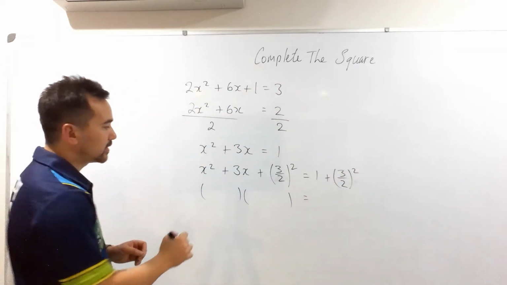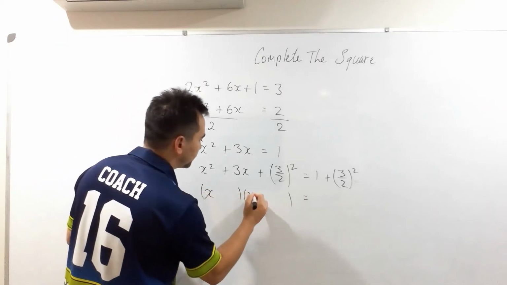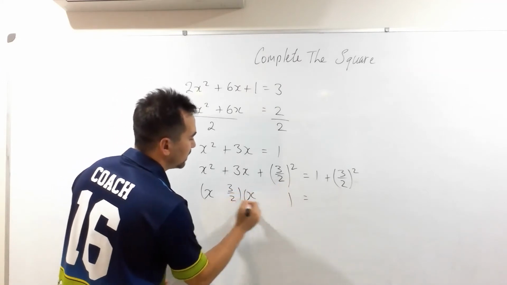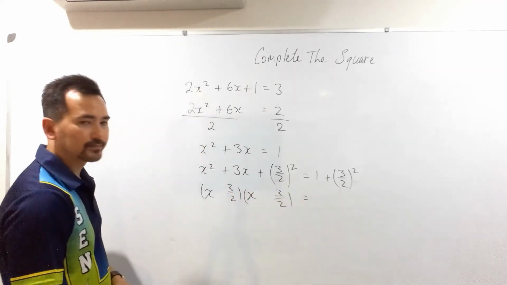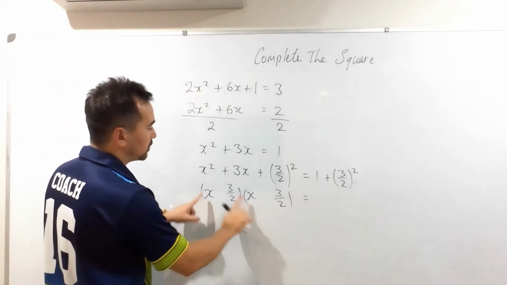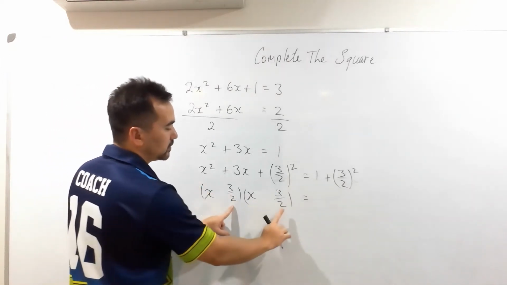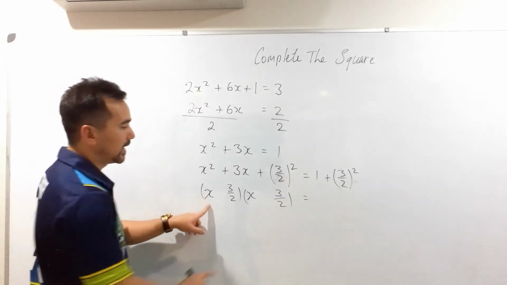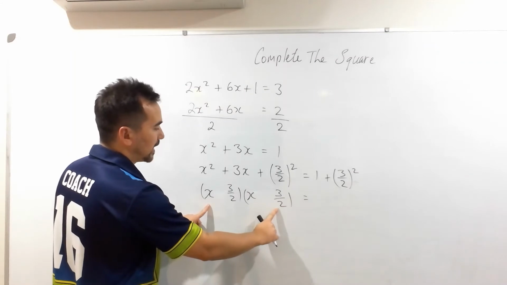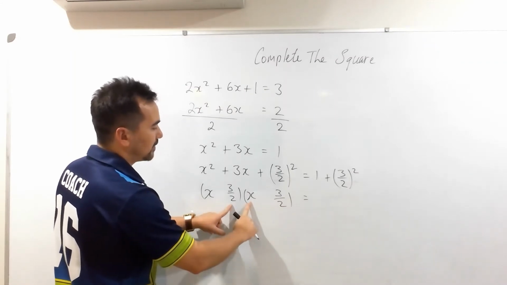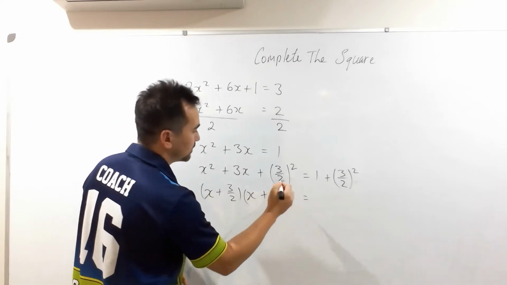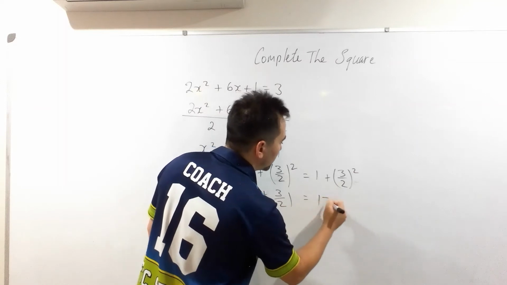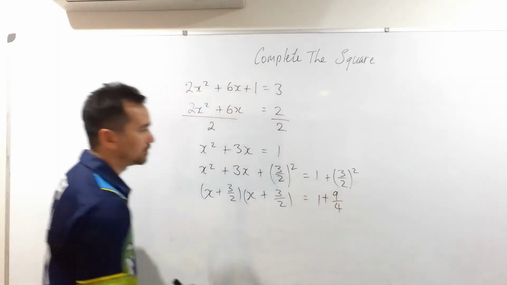When it comes to factorizing, the x's go in. And then 3 on 2 will go here and here. Okay, and this makes sense because x times x will make the x squared. The 3 on 2 times 3 on 2 will make 3 on 2 squared. And then when you do x times 3 on 2, we get 1.5 x's plus 1.5 x's will make 3 x's. Okay, over on the right hand side, we have 1 plus 9 on 4.